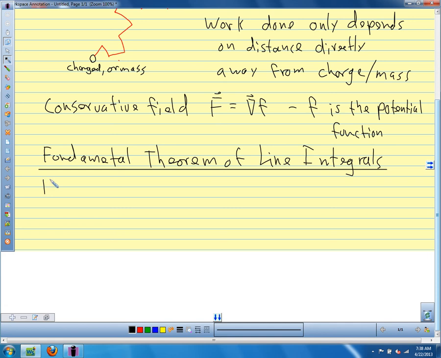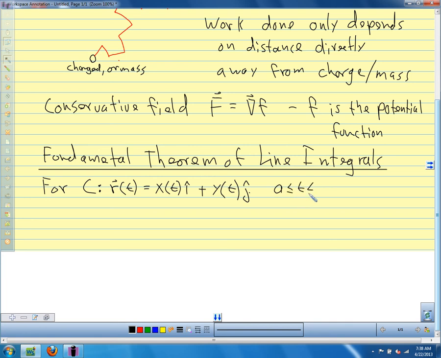So we have some path, C. We're just going to state it in 2 dimensions. It extends to 3 dimensions very easily. So we have a parameterized curve, C, parameterized in terms of t, where a is less than or equal to t, less than or equal to b. And we have some open region R.